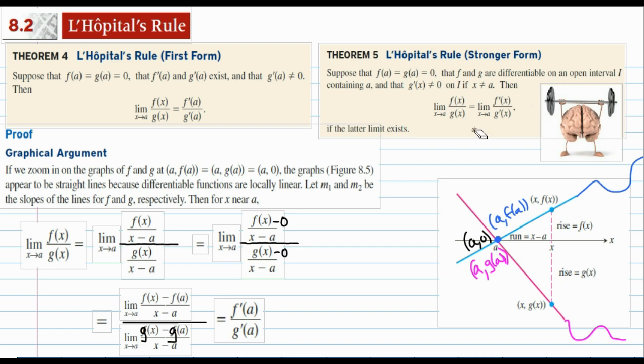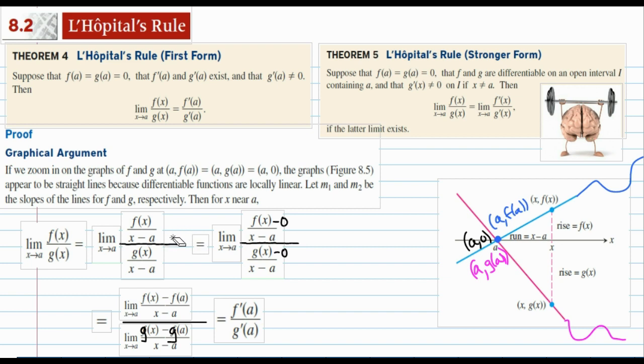Now, why does this work? Why can you just do this? Well, here's the explanation. If we start out by trying to find the limit as x approaches a of f of x over g of x, we can rewrite that as f of x over x minus a, over g of x over x minus a. All we did was divide the numerator and denominator by x minus a, which means nothing. It didn't change anything. You're multiplying by 1 over x minus a in both the numerator and denominator. It doesn't change the value.